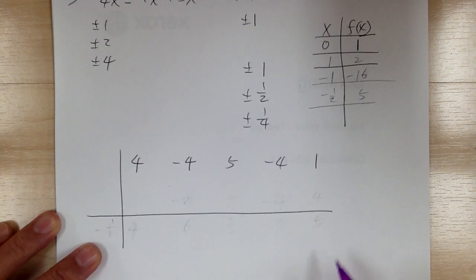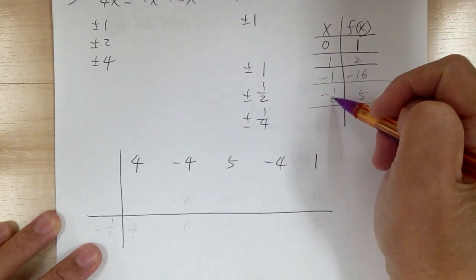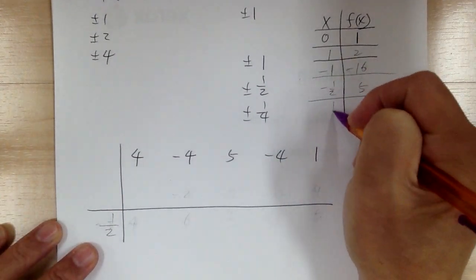We're going to try. So we tried this already. Again, you want to try close to the 0. So we already tried 1, negative 1, and negative 1/2. So let's go and try 1/2, and see how it goes.